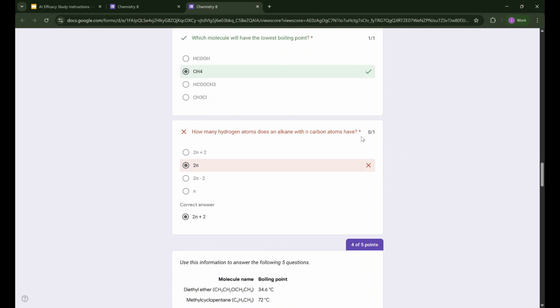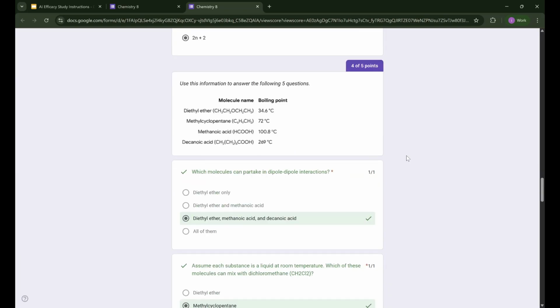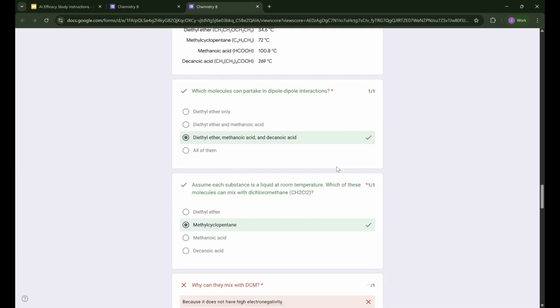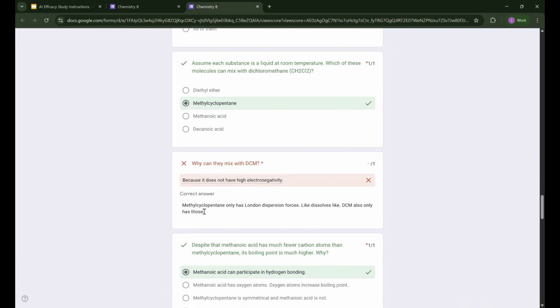Oh, 2n plus 2. 1, 2, 3, 4, 5. Maybe I'm misunderstanding what an alkane is. I'm not too sure on this one. Okay, glad I got this one. Yeah, that's what it was. London dispersion forces. Like dissolves like.